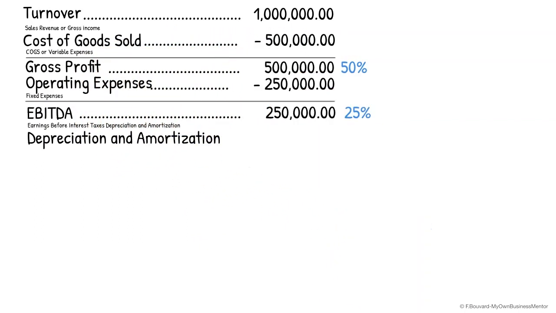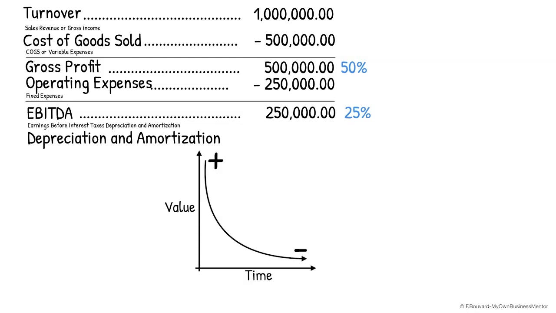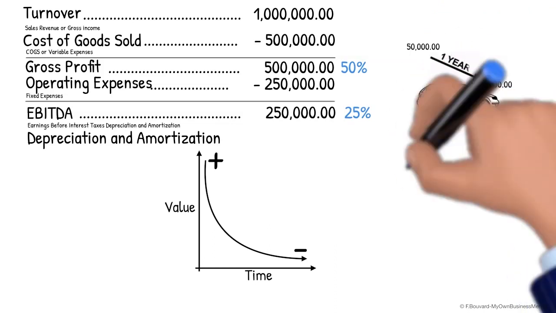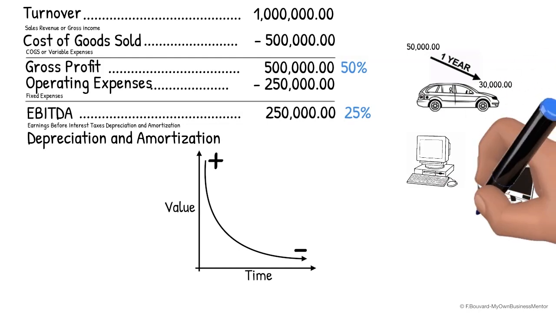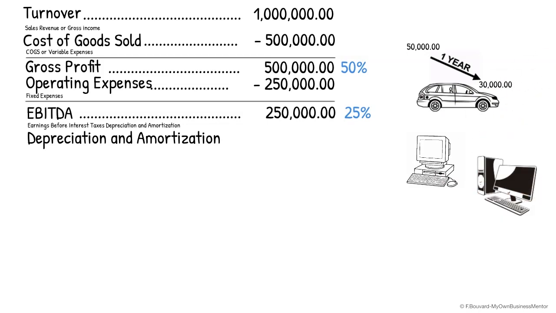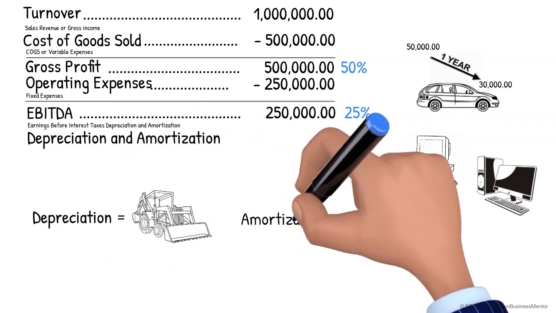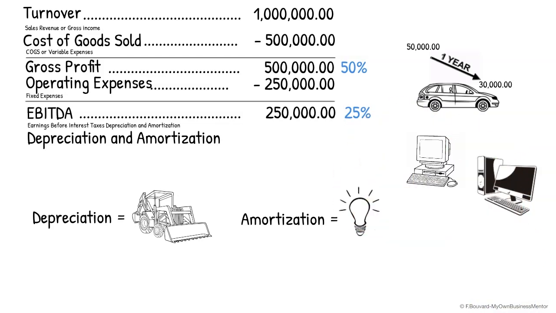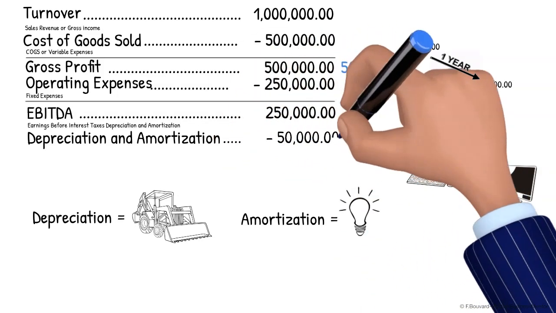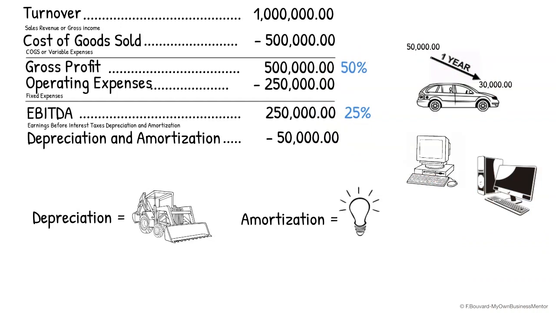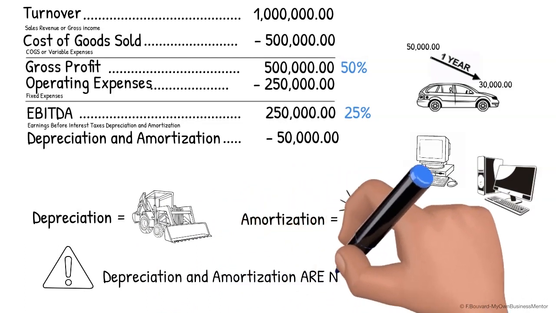Depreciation and amortization represent the decrease in value of the company's assets. The decrease of value of assets refers to the reduction in the worth of assets over time. For example, a car loses value as it gets older and accumulates mileage. Or a computer becomes less valuable as newer models are released. In accounting, this decrease in value is recognized as depreciation for tangible assets, like machinery, and amortization for intangible assets, like patents or software. For now, let's deduct $50,000 as the total for depreciation and amortization. But beware, although they are accounted for in the P&L, depreciation and amortization are not cash expenses.